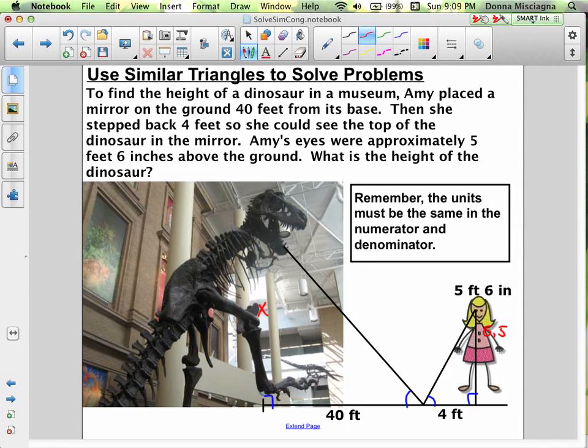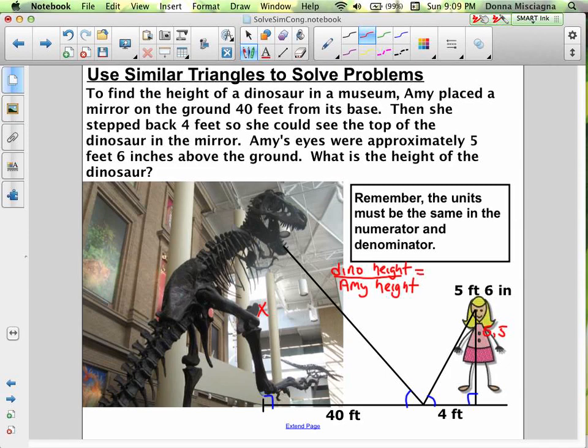All right, so now we have to compare like things. Distance with distance, height with height, Amy with Amy, dinosaur with dinosaur. We're looking for the dinosaur height, so let's put dino height in the numerator, right here. You can either compare dino height with dino distance, or you can compare dino height with Amy height. Whichever you prefer, it makes no difference. We'll put Amy height here. So it's height and height. That's what's in the first fraction.